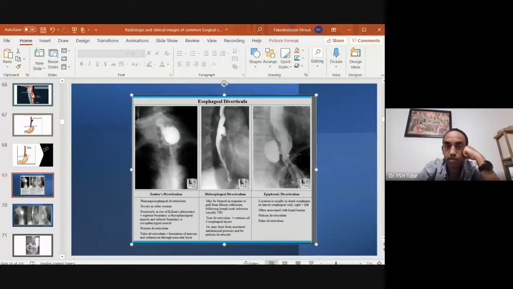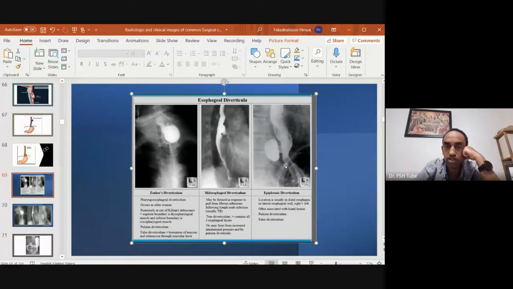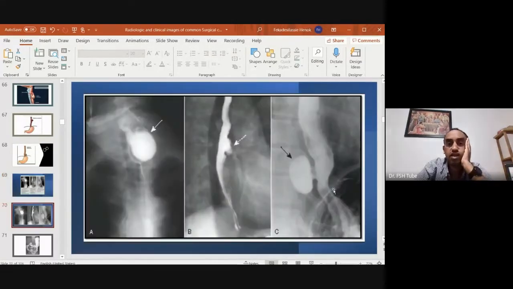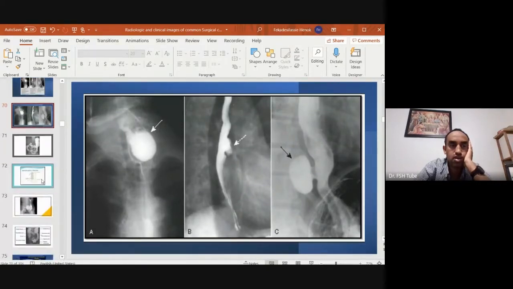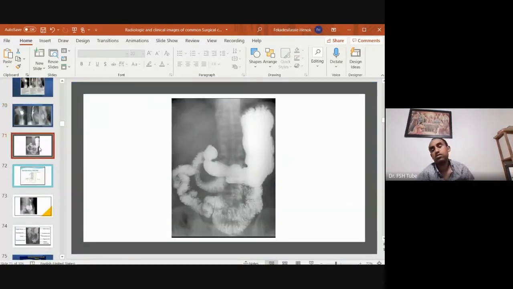And this is typical epiphrenic. We call it epiphrenic because you can see the diaphragm here. It's above the diaphragm, there is protrusion. This is the diverticulum right here, and this is the diverticulum right here. Three different types of diverticula. The same thing, epiphrenic, because it's above the diaphragm. This is around the mediastinum, so it's called traction. This is in the neck. Very good. What kind of study is this?